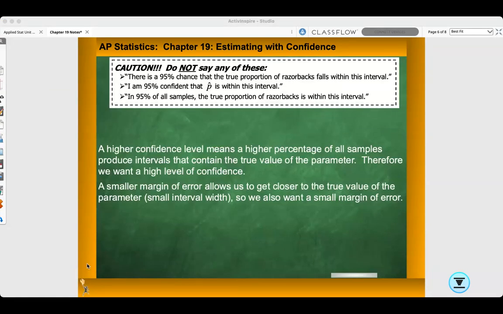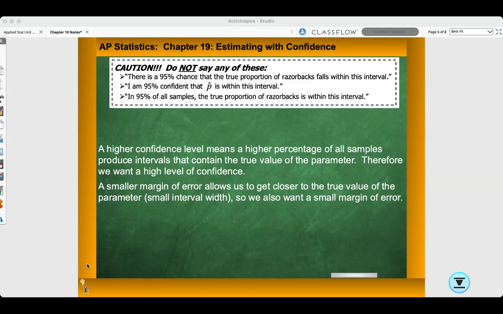So caution, do not say any of the following. There is a 95% chance that the true proportion of razorbacks falls within this interval. Or I am 95% confident that p hat is within this interval. Or in 95% of all samples, the true proportion of razorbacks is within this interval. When we have a higher confidence level, that means a higher percentage of all samples produce intervals that contain the true value of the parameter. Therefore, we want a high level of confidence.